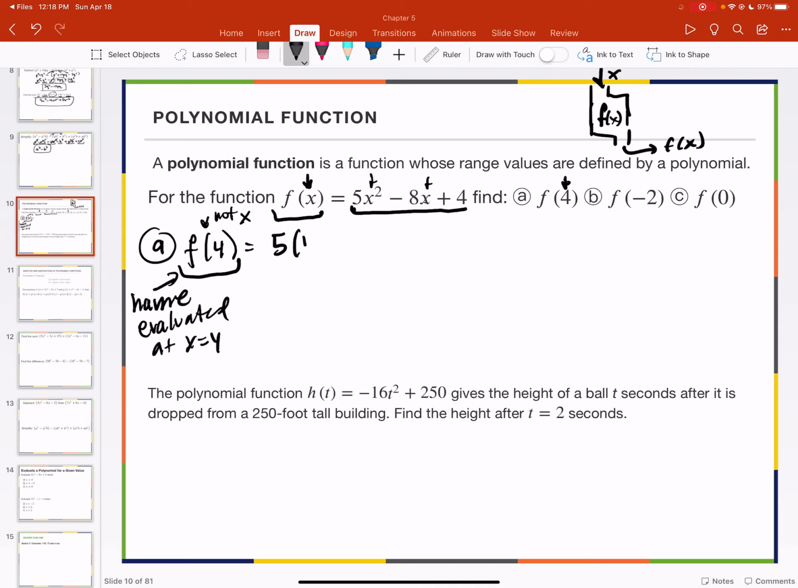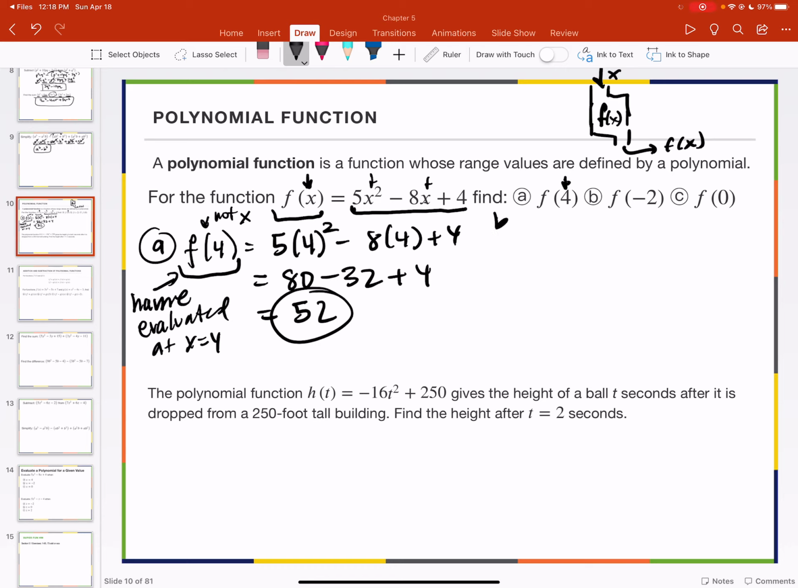So 5 times 4 squared minus 8 times 4 plus 4. And then that becomes 16 times 5, which is 80, minus 32 plus 4. So then we have 80 minus 32, which is 48, plus 4, so that's 52.